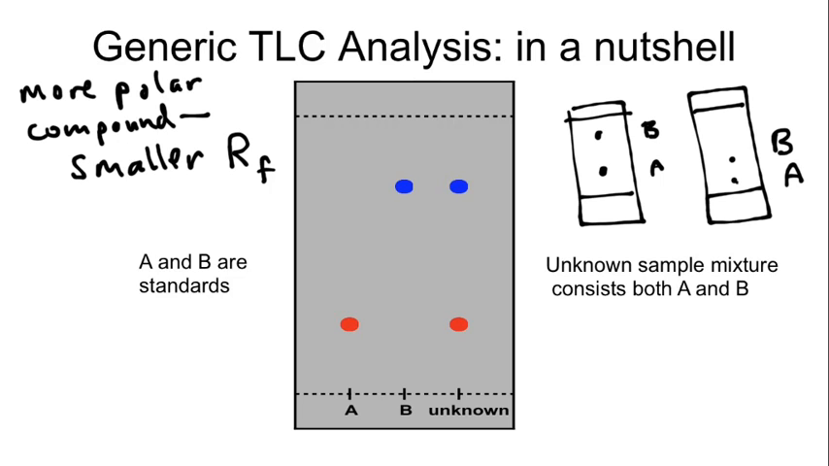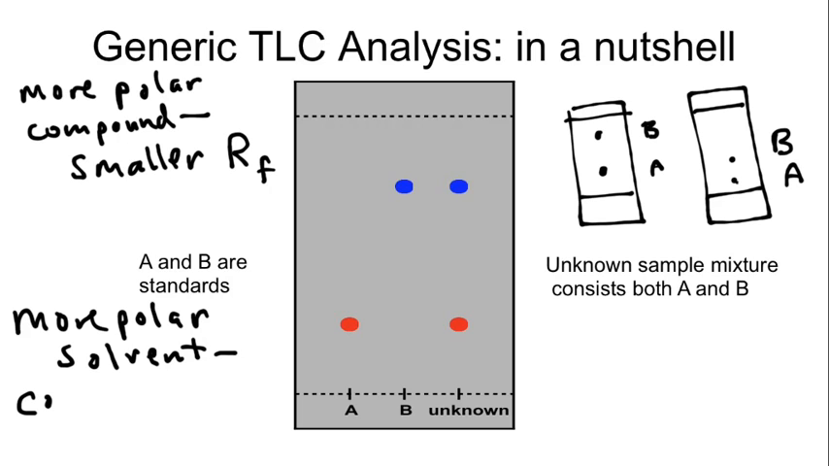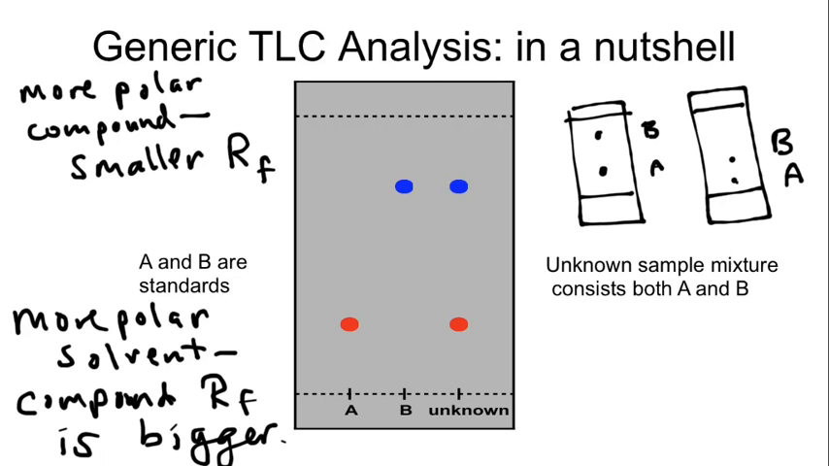But what happens if we now take a more polar solvent? Okay, so we're comparing something else. What happens to our RF values? Okay, and this is where it's kind of counterintuitive. Our RF is only based on the compound, not based on the solvent. Okay, so our compound RF ends up becoming, that's right, it becomes bigger. Okay, or larger. Why? Because our spots can now move further, because we've increased the polarity of the solvent.